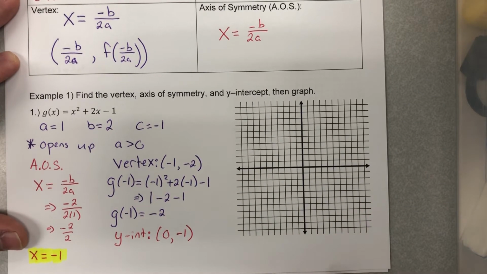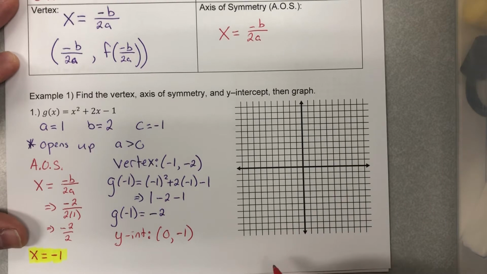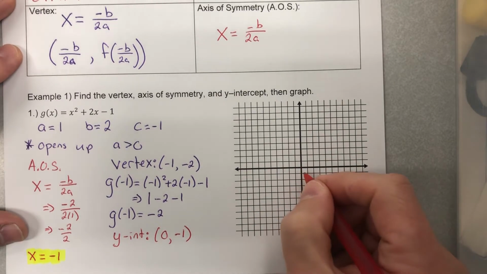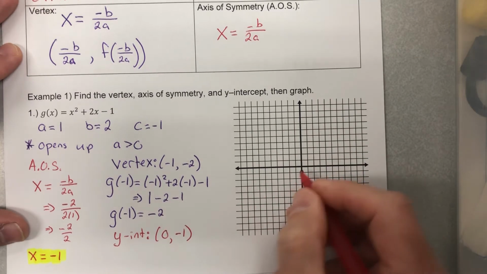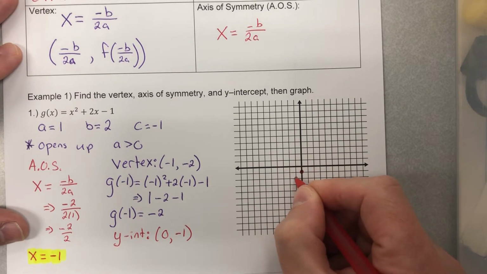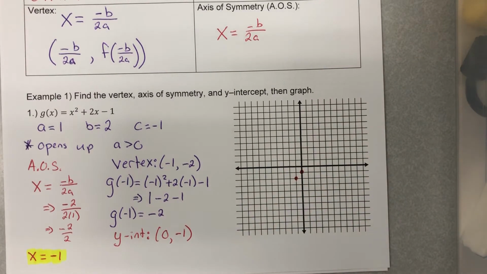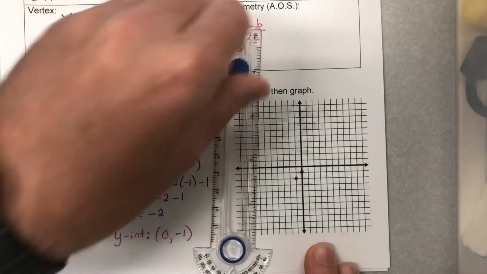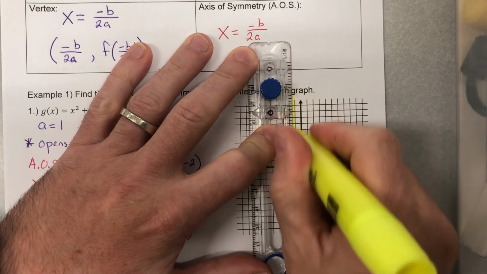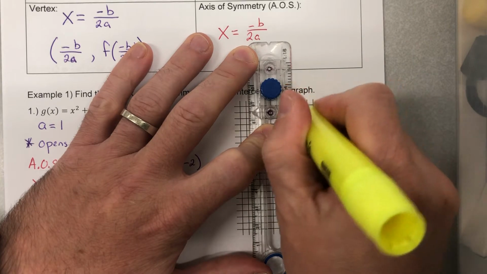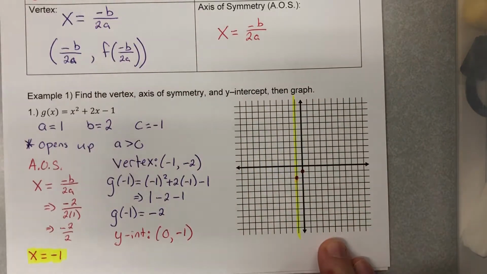I have this graph to the right. If you don't have graph paper, you can just sketch the points with some critical points and label them. I'm going to label my y-intercept, which is (0, -1), and my vertex, which is (-1, -2). I mentioned the highlighter because I'm going to highlight my axis of symmetry, because now I only need to find half the points to graph.